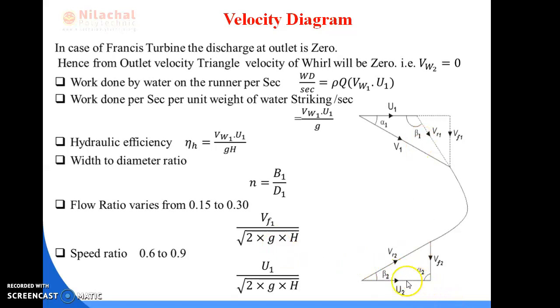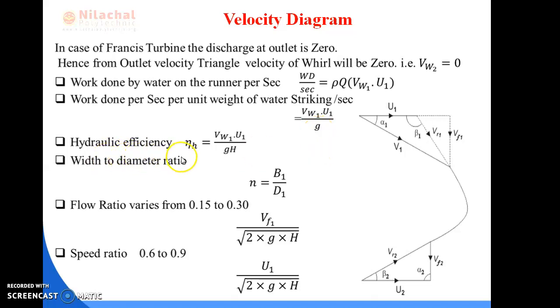We are having Vw2 equal to 0. So we can find the work done by water on the runner per second, which is equal to rho Q (Vw1 U1 plus Vw2 U2). But the Vw2 value is 0, hence we get rho Q Vw1 U1 as the work done per second. If you are going to calculate work done per second per unit weight of water striking per second, then we have to divide the work done per second by the weight of water per second, and we are getting Vw1 U1 by g.